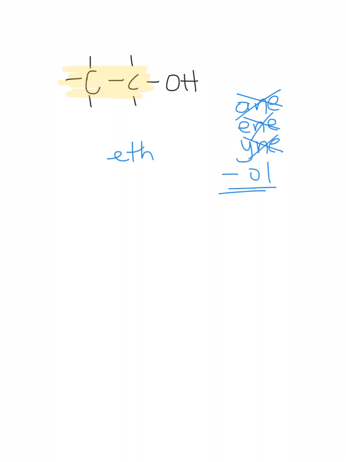In naming this, we do our typical naming. We look at the longest run of carbons, and of course there it is, 2 carbons. A 2 carbon run is going to have the prefix eth. For a hydrocarbon, the suffix might be ethane if it's all single bonded, ethene if it has a double bond, or ethyne if it's an alkyne with a triple bond, but alcohols all get the suffix -ol.